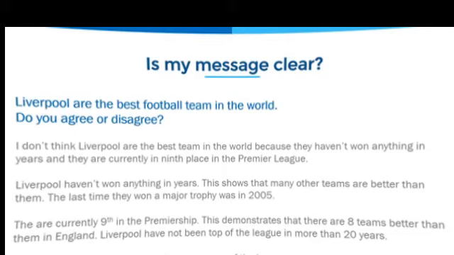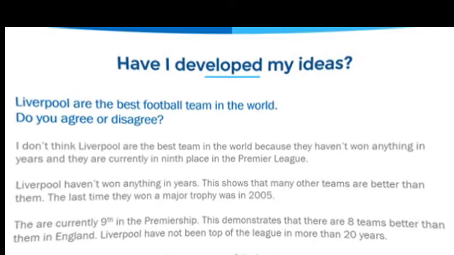If somebody were to read this, would it be clear why I believe that? Yes, it would be extremely clear why I believe that. Have I developed my ideas? So I've developed my ideas here in the first main body paragraph and here in the second main body paragraph. I've done that to make it very easy for the reader to understand everything that I've been doing.